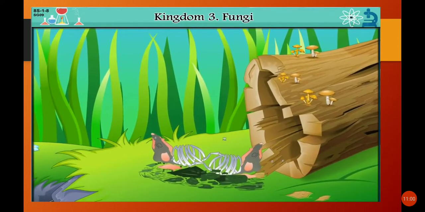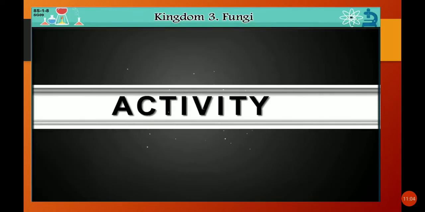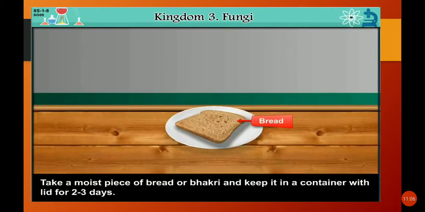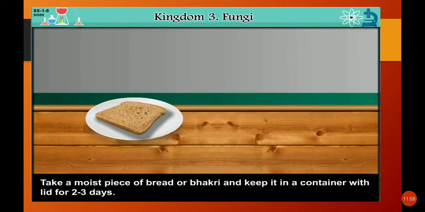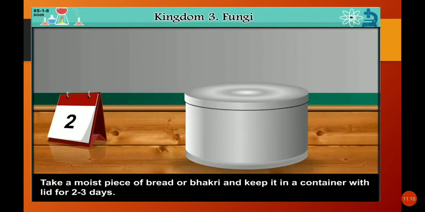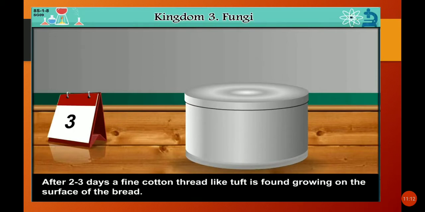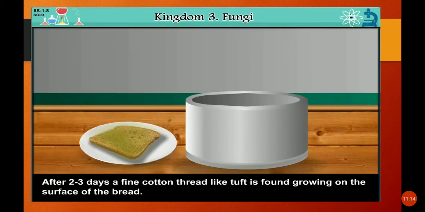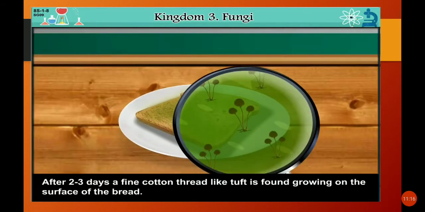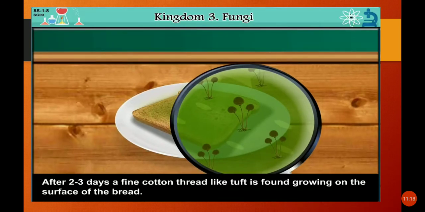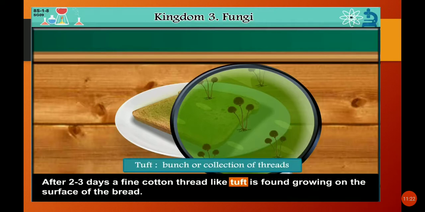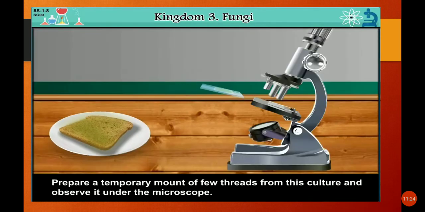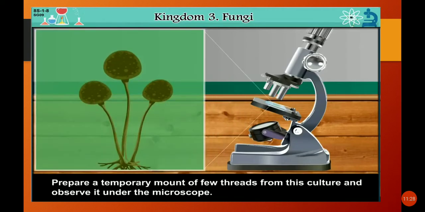Kingdom 3. Fungi. Activity: take a moist piece of bread or bhakri and keep it in a container with a lid for 2 to 3 days. After 2 to 3 days, a fine cotton thread-like tuft is found growing on the surface of the bread. Tuft means a bunch or collection of threads. Prepare a temporary mount of a few threads from this culture and observe it under the microscope.